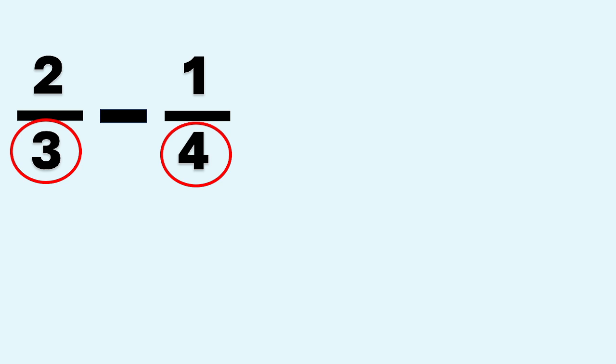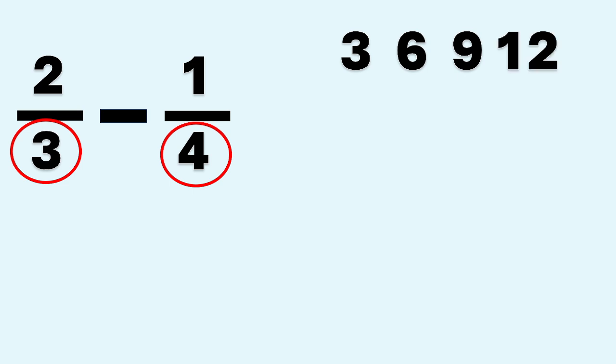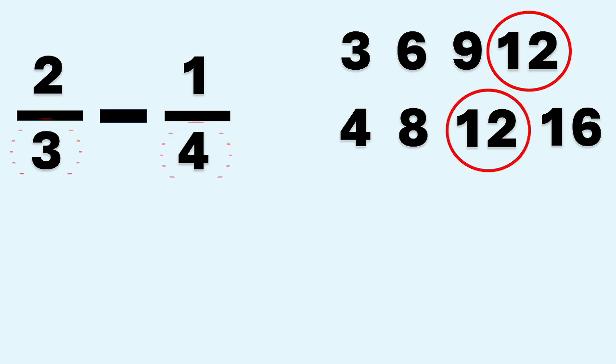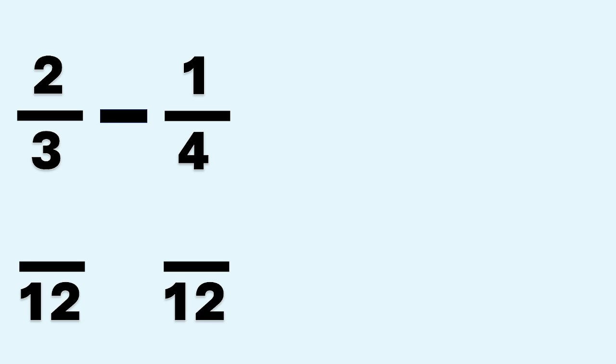Let us find the LCM of 3 and 4. The multiples of 3 are 3, 6, 9, 12. The multiples of 4 are 4, 8, 12, and 16. No need to go on once you find the LCM, the least common multiple, which is 12. Now, 12 will be our common denominator, or LCD.